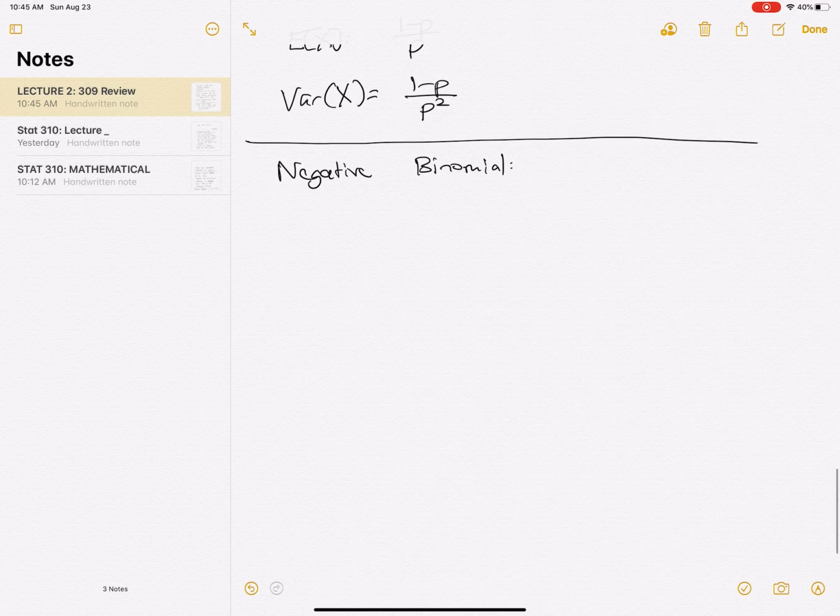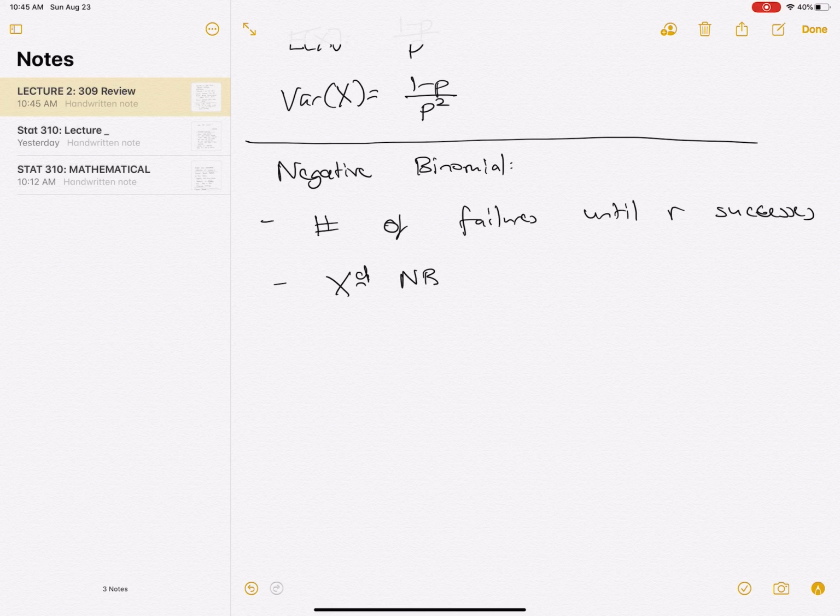So recall that the negative binomial is the number of failures until you have r successes. So this actually has 2 parameters, r and p, and I use the abbreviation NB here for negative binomial.